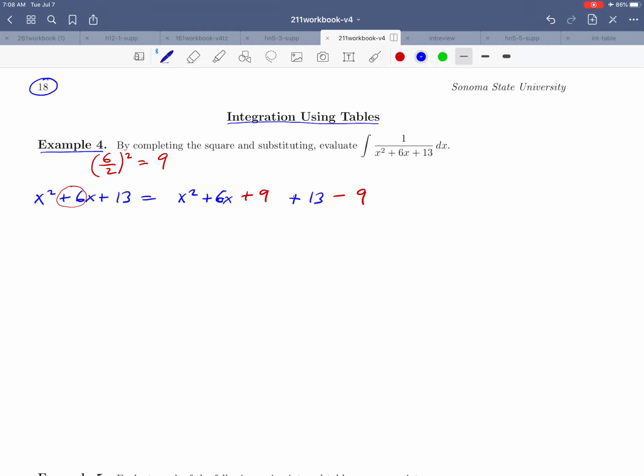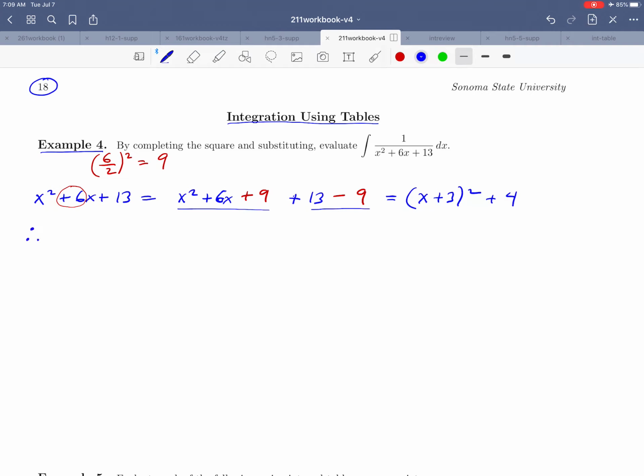The reason for doing that is that those first three terms, x squared plus 6x plus 9, are factorable now. It factors as x plus 3 all squared. Then we come to the second piece, 13 minus 9. If you subtract those, you just get a 4. So what we've done is rewrite our denominator as x plus 3 squared plus 4.